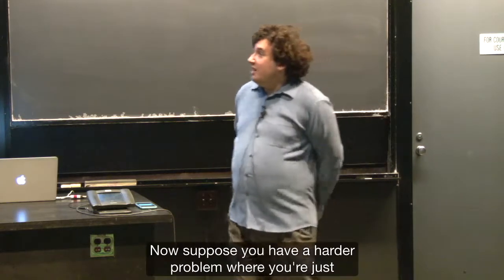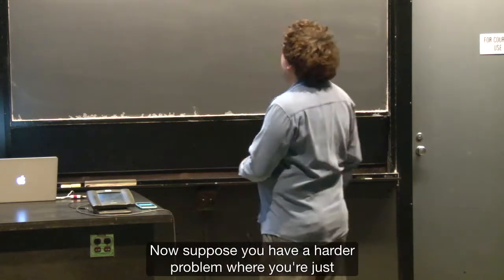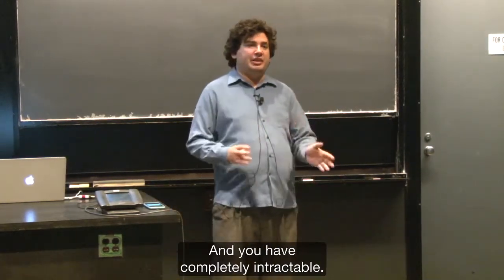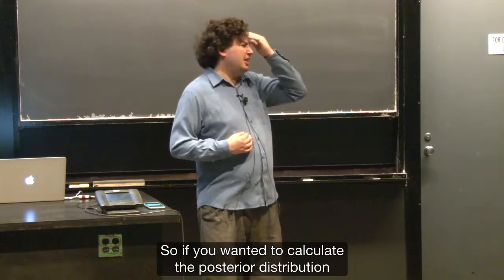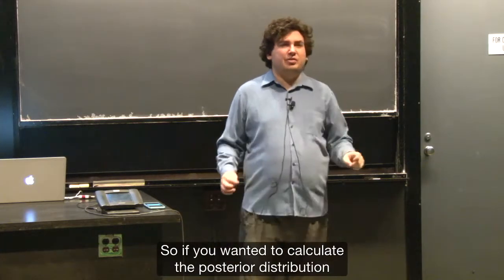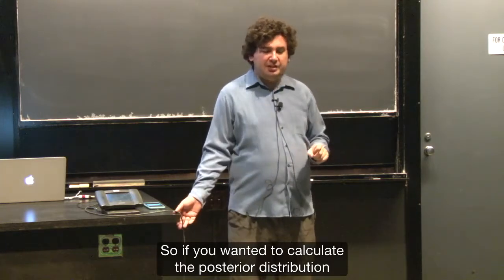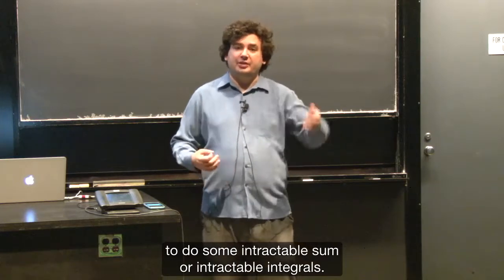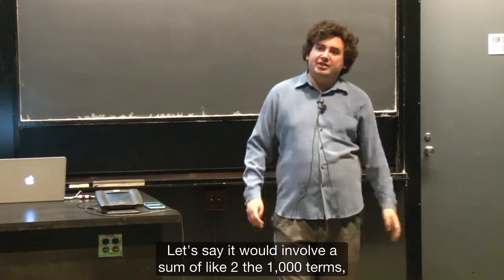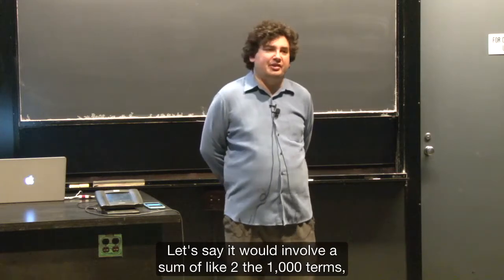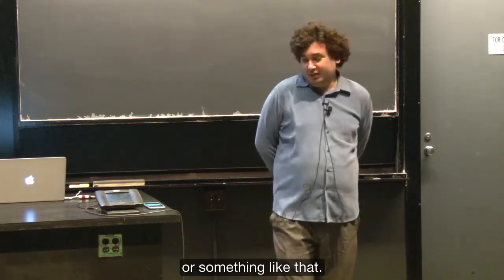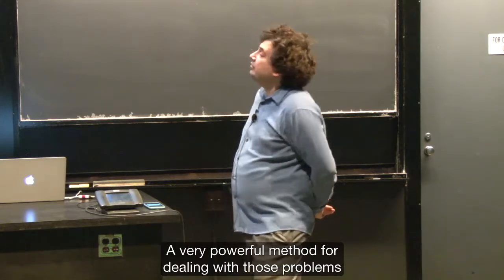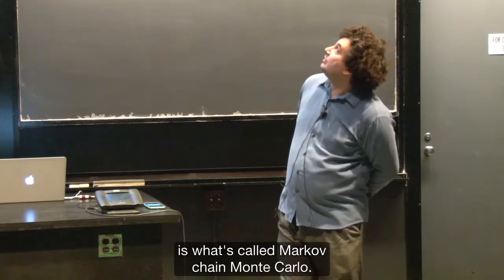Okay. Now suppose you have a harder problem, where you're working with this vast space and it's completely intractable. If you wanted to calculate the posterior distribution results explicitly, you would have to do some intractable sums or intractable integrals. Like let's say it would involve a sum of 2 to the 1,000 terms or something like that. A very powerful method for dealing with those problems is what's called Markov chain Monte Carlo.